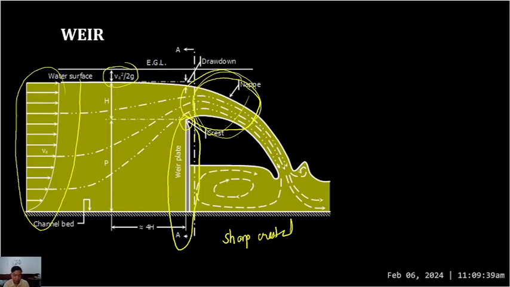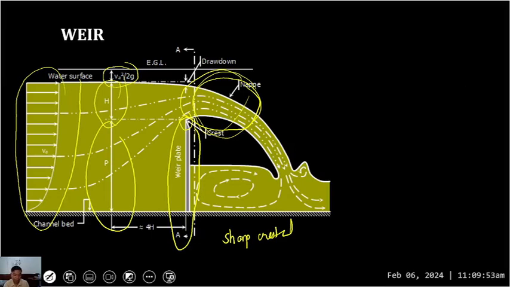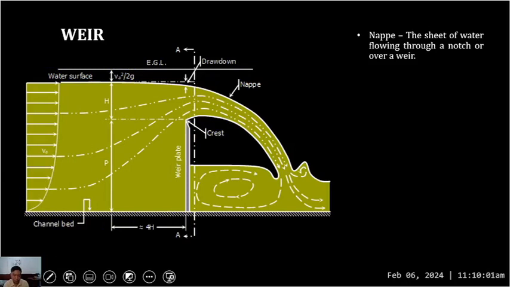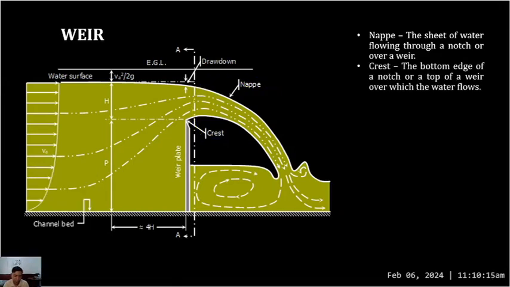Yung height ng weir plate, tinatawag natin siyang P. Tapos yung inangat ng tubig from the weir plate to the surface, we denote that as H or yung head. Yung nappe naman, yan yung sheet ng water that flows out or flows over the crest. So bale ito yung nappe natin. Tapos crest naman, again, ito yon, yung dulo ng weir plate.